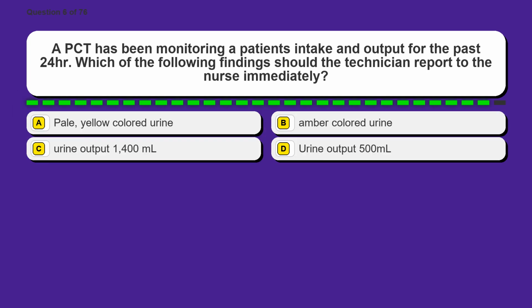Question 6. A PCT has been monitoring a patient's intake and output for the past 24 hours. Which of the following findings should the technician report to the nurse immediately? Option A. Pale, yellow-colored urine. Option B. Amber-colored urine. Option C. Urine output 1,400 ml. Option D. Urine output 500 ml.